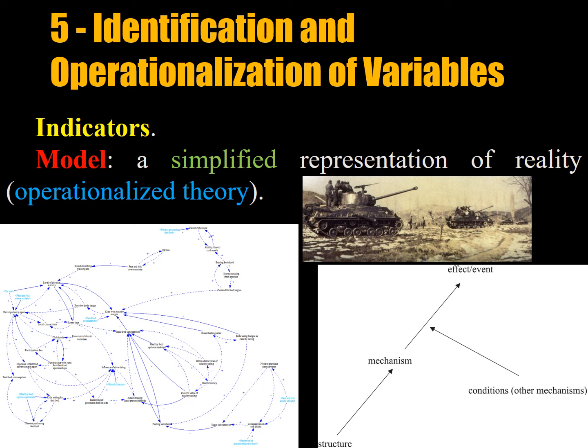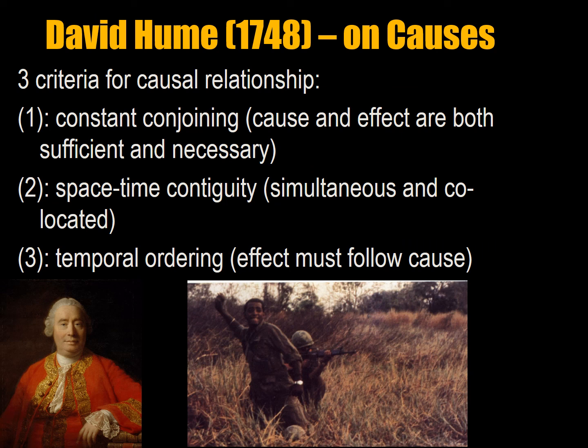Here you can see U.S. Sherman tanks deployed in Korea in 1951. So David Hume in 1748 came up with three criteria for a causal relationship. You don't need to know these for any test, but I just raise it to show you why we don't use the words cause and effect in the social sciences, either in political science or in the hard sciences or in any science at all. We use the term independent variable and dependent variable instead.